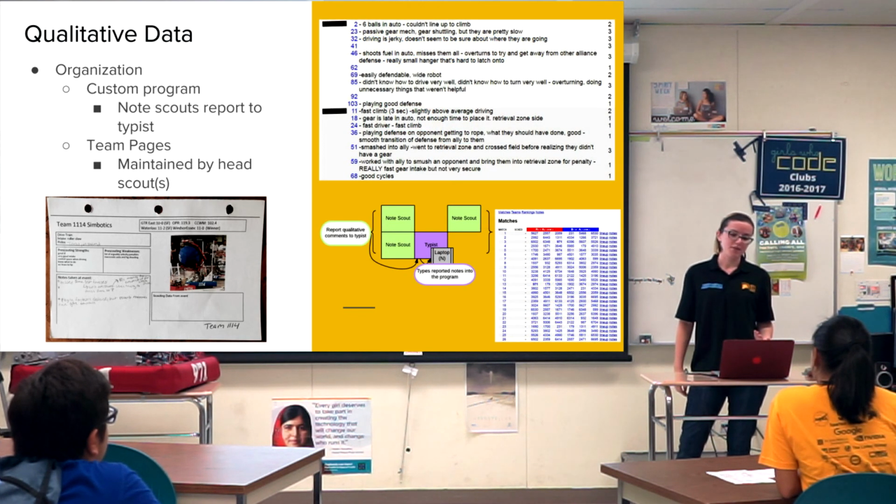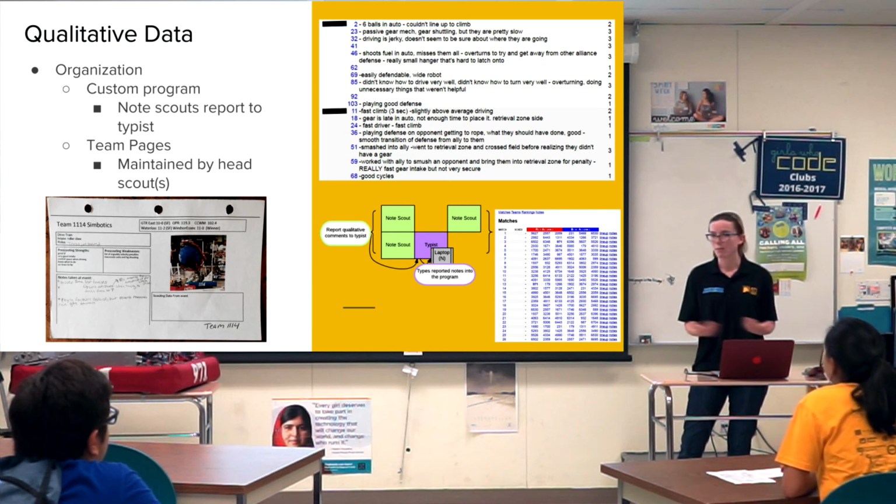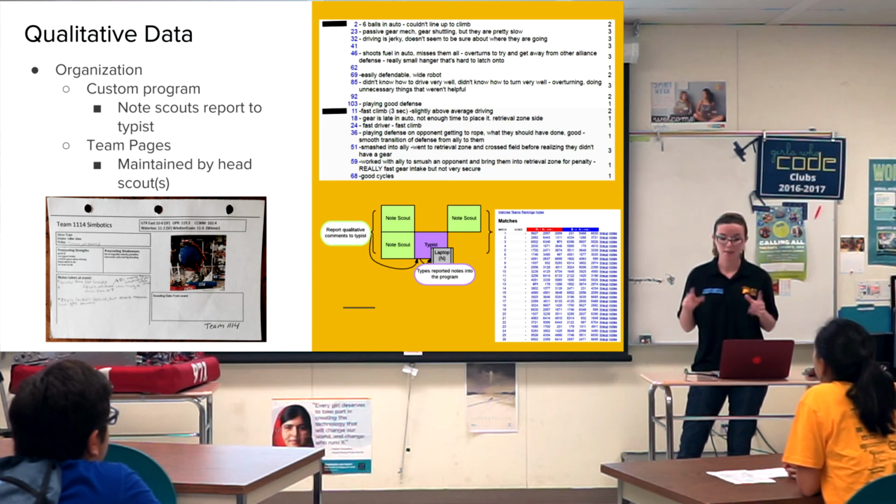So organizing qualitative data. We have another custom program, again, simple Python thing. It's on a separate laptop that can sync to the other laptop. We've got the typist in the purple, who is just a champ, they sit there typing notes.